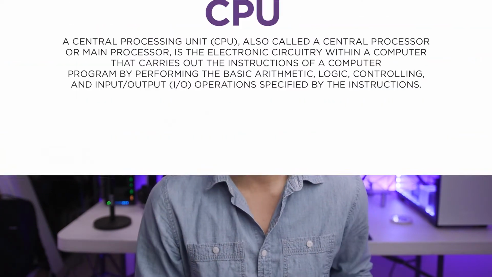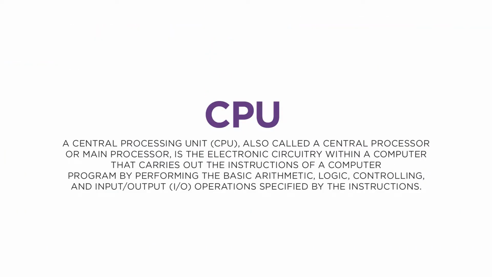All right, so there's RAM. The next thing we need to cover is going to be our CPU. So the CPU is the central processing unit, and it is the electronic circuitry within a computer that carries out the instructions of a computer program by performing the basic arithmetic, logic, controlling, and input and output operations specified by the instructions. Pretty much you can think of this as the brain of your computer.